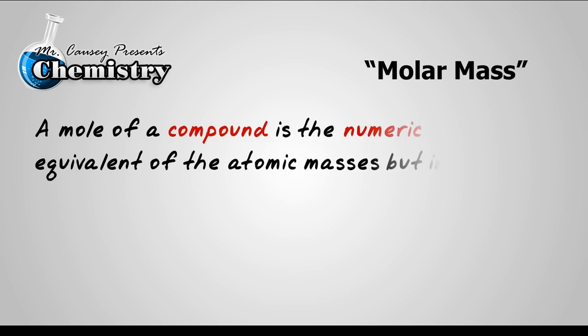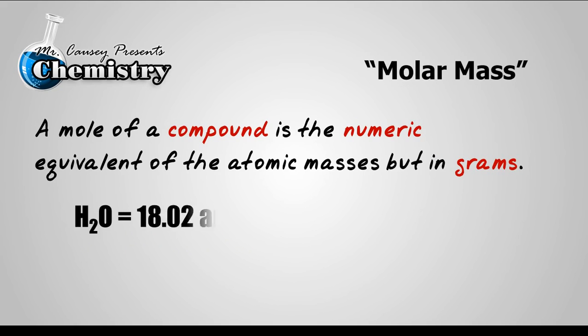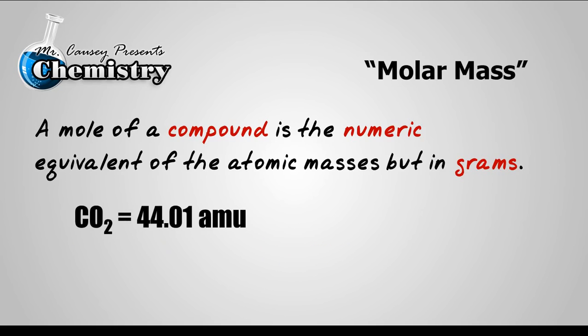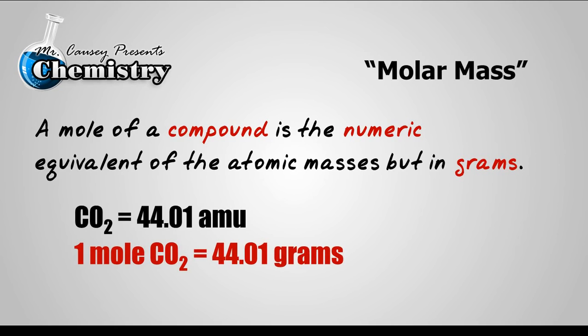What about the molar mass of a compound? Well, if elements make up compounds, then all we have to do is add up the atomic masses of the different elements in the compound, and it's the numeric equivalent of that in grams. Water is 18.02 atomic mass units. Therefore, 1 mole of water would be 18.02 grams. Carbon dioxide equals 44.01 atomic mass units. Therefore, 1 mole of carbon dioxide is 44.01 grams.